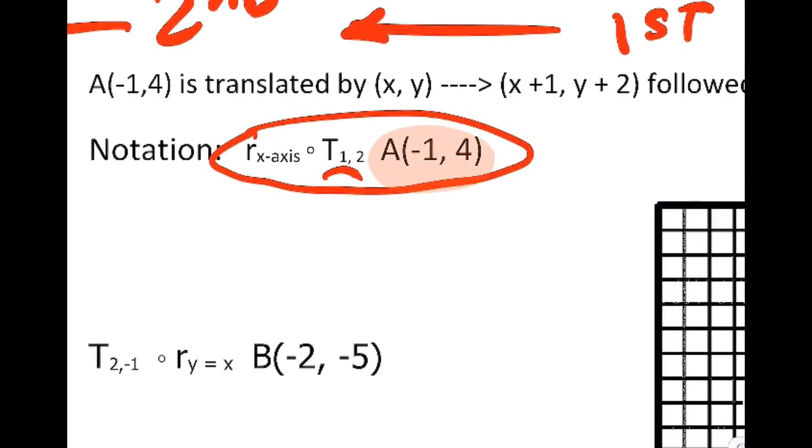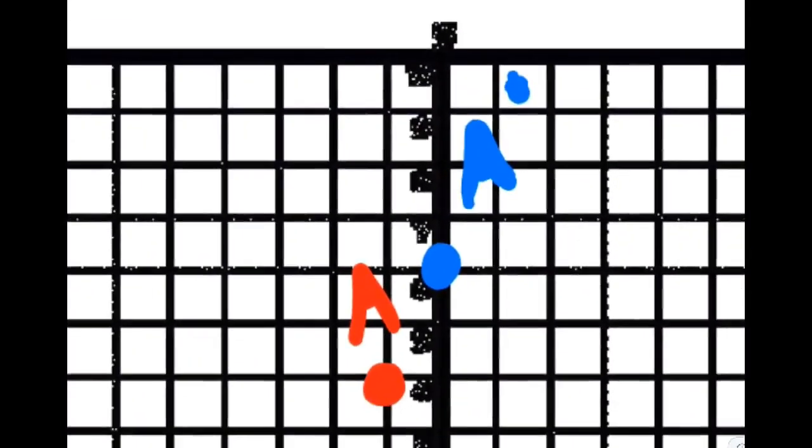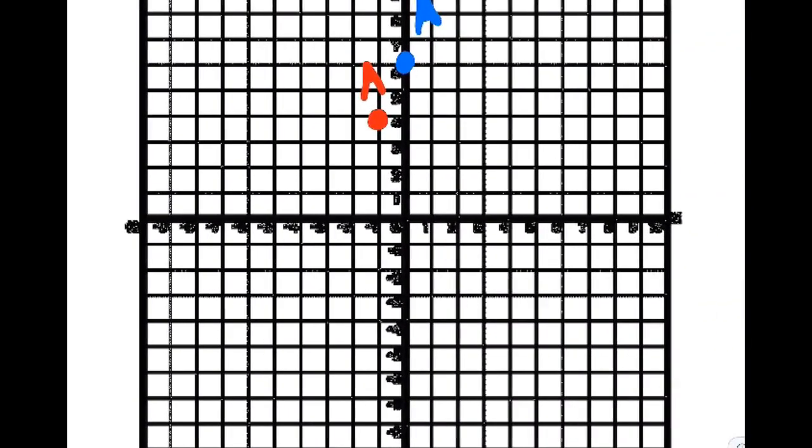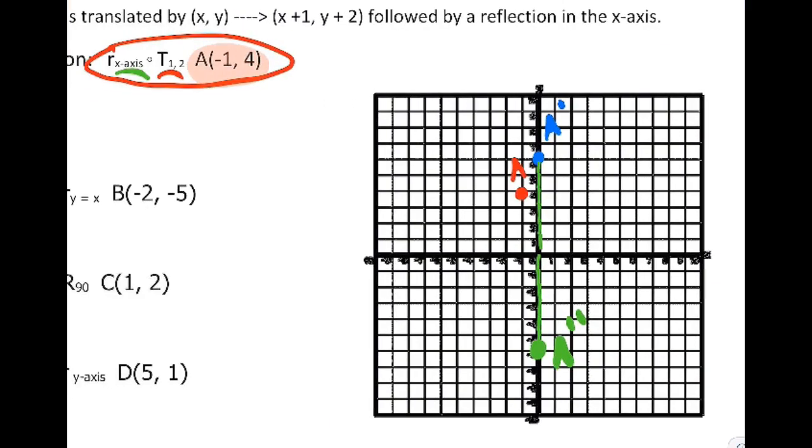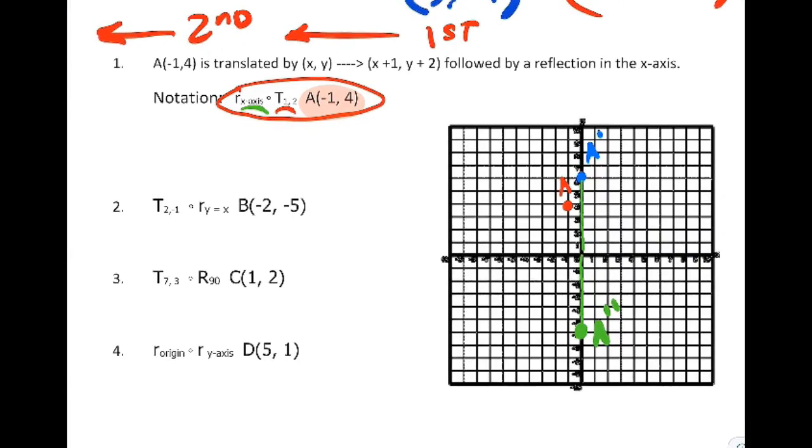Now we're going to reflect over the x-axis with our newest point. So we take A prime and reflect over the x-axis. There's A double prime. So again, we worked from right to left, translating and then reflecting.